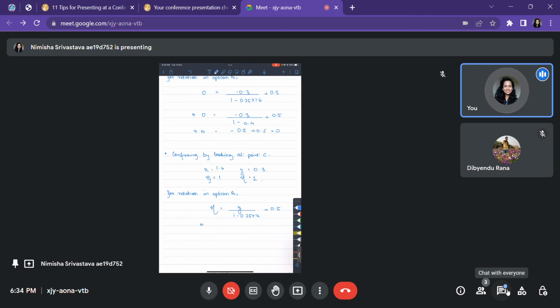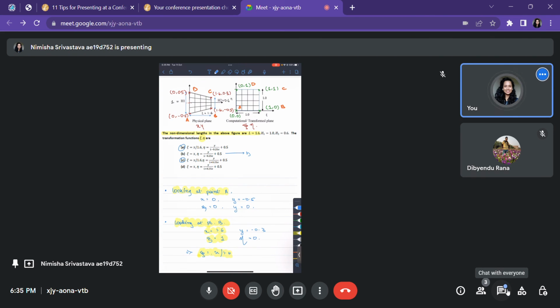So what is eta over here? 1. What is y over here? 0.3. What is x over here? It is again 1.6. So we have over here 1 minus 0.25 into 1.6. So yeah, we are getting 0.5 plus 0.5, which is 1. So we can now rest assured that our option A is right, not B. I'm sorry. Basically, the error I had made is that I had misread. I just didn't translate this result to my options. So we're not looking at option B. We're looking at option A.